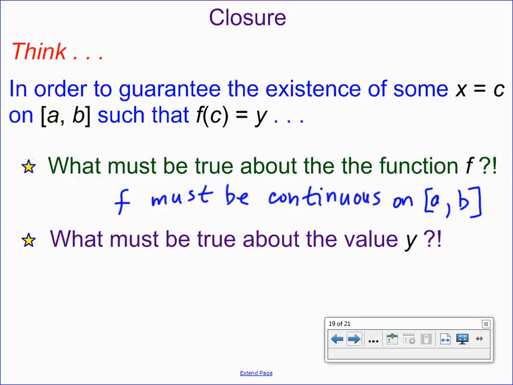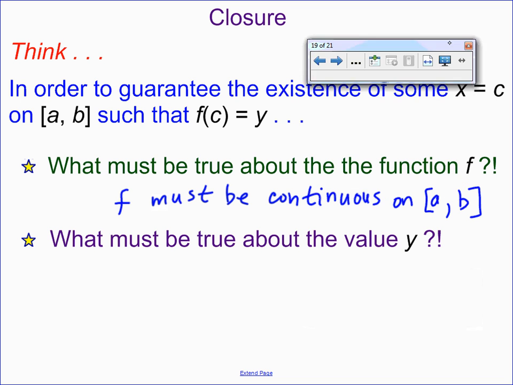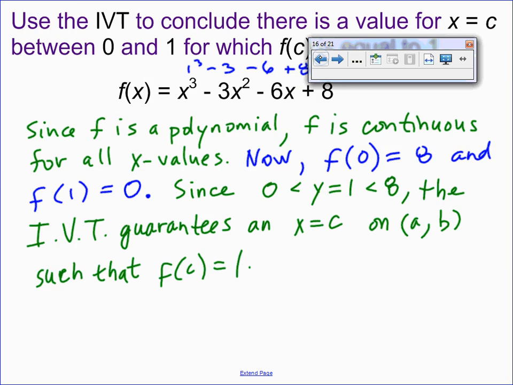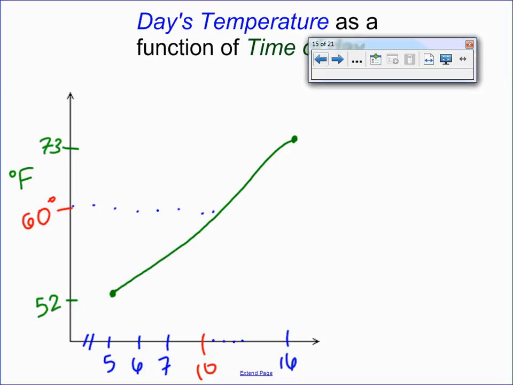What about that second star? As I was walking around, I saw lots of inconsistency here. I know that my value y that I'm selecting has to be in between not a and b, those are my x values. My value y has to be in between my f at a and f at b. So my y value has to be between the y coordinates of the endpoints.